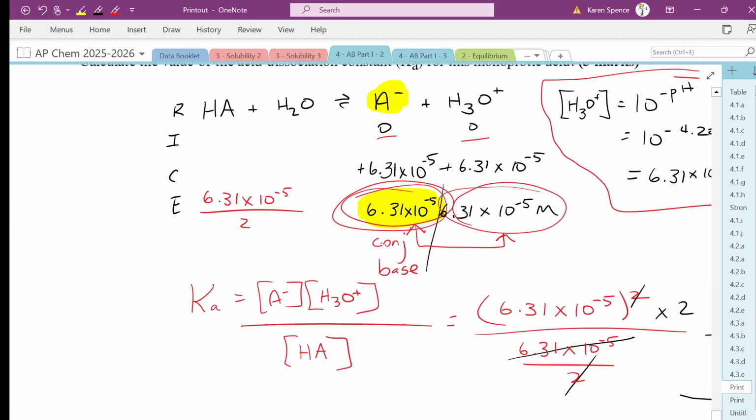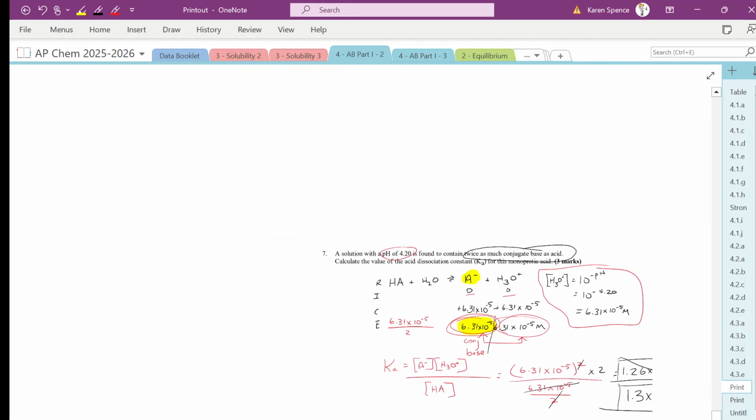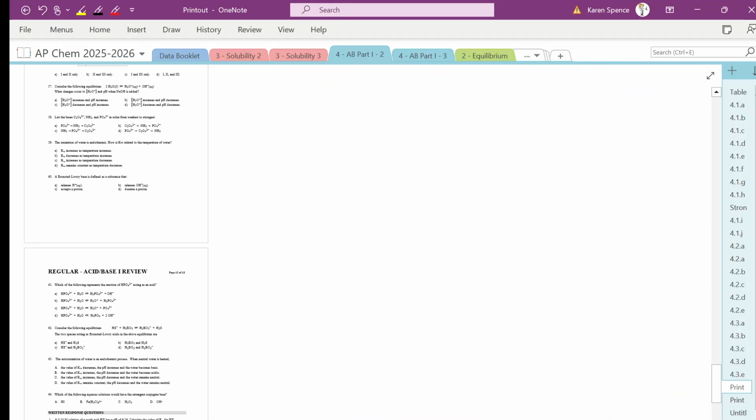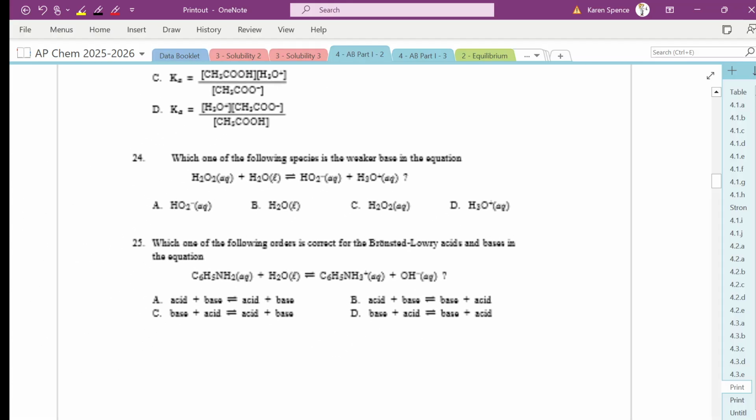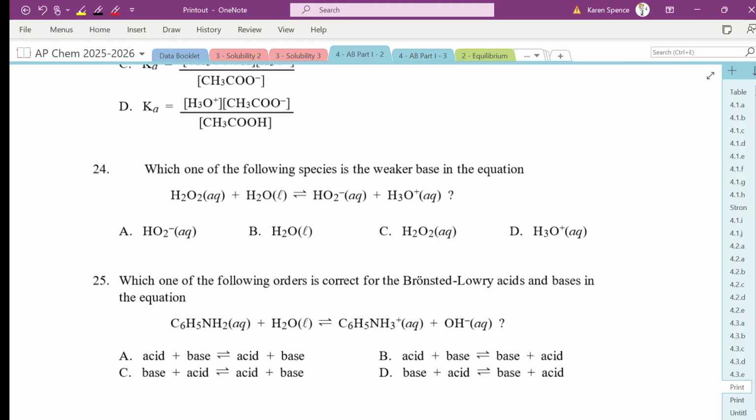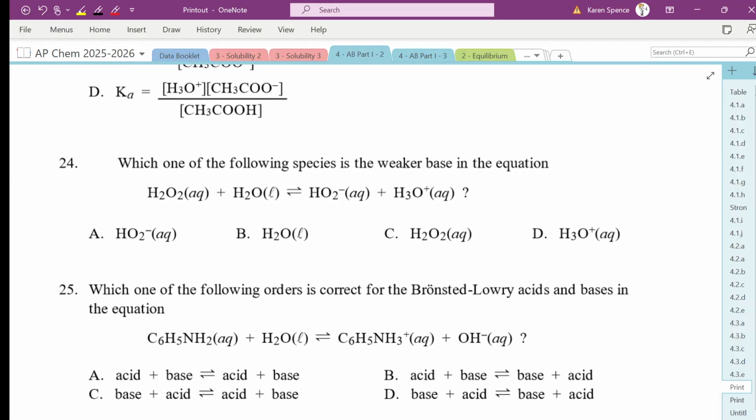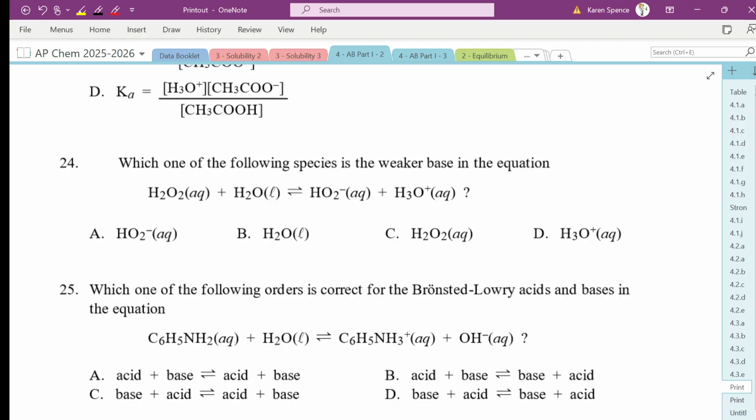All right. Next up, Amy and then Jade. 24 regular? Indeed. Which of the following species is the weaker base in the equation?